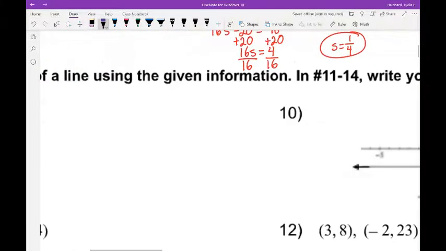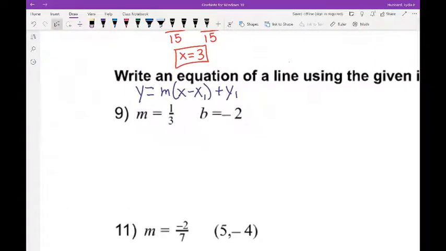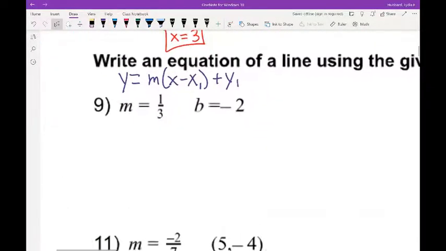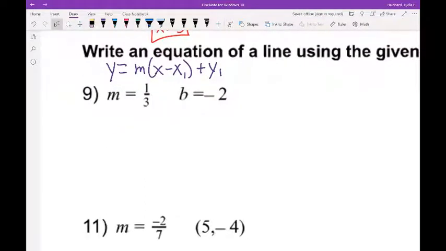Okay, so this is being really specific about writing your answers in point slope form. So looking at this first one, we may be really tempted to write it in slope intercept form. And so slope intercept form is that y equals mx plus b. But again, this is really specific and it says write it in point slope form. So we can't use that. So we're going to use this instead.